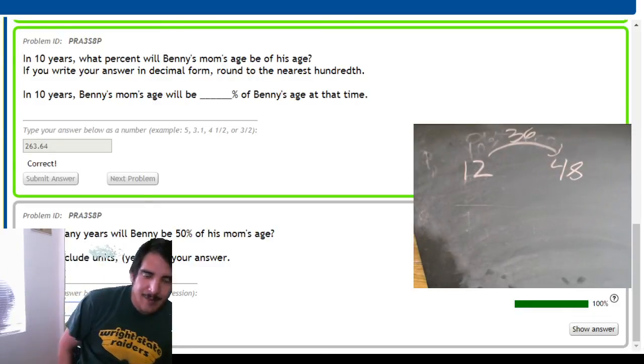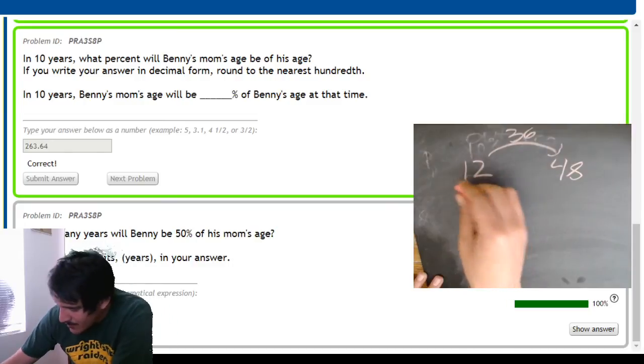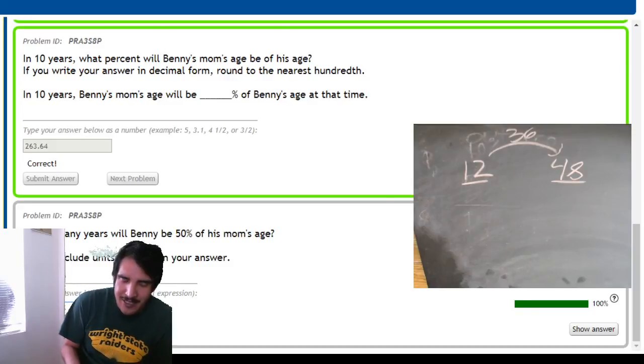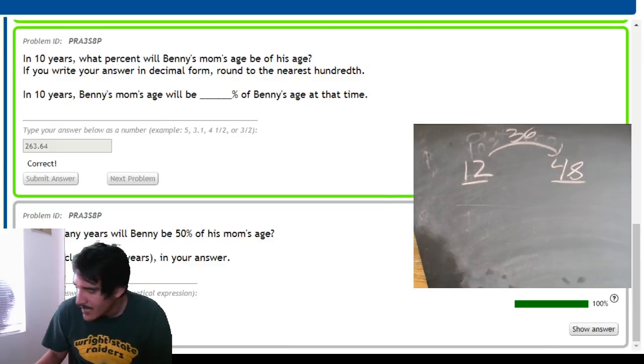And for Benny to be 50% of his mom's age, he has to be half his mom's age. Now, right here, when he's 12 and she's 48, he is not half his mom's age. It's going to happen a little bit later. In fact, she's 36 years older than him. So that means that he would have to be 36. Because check this out.